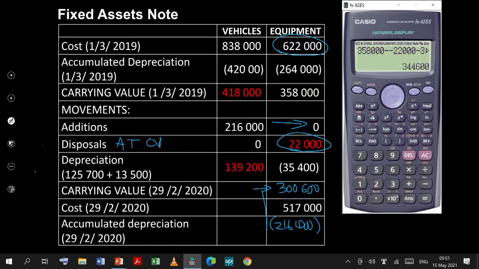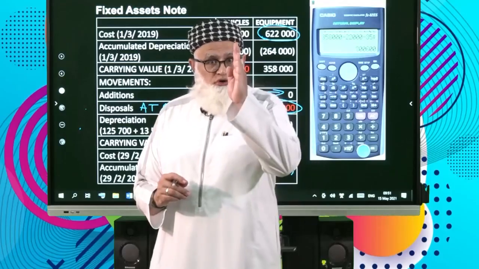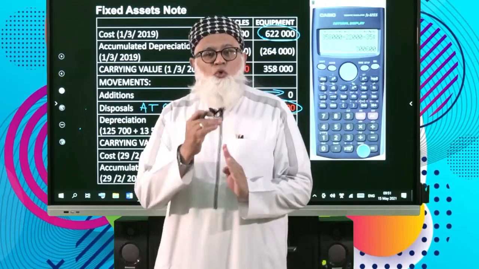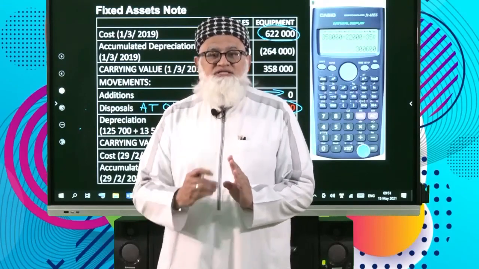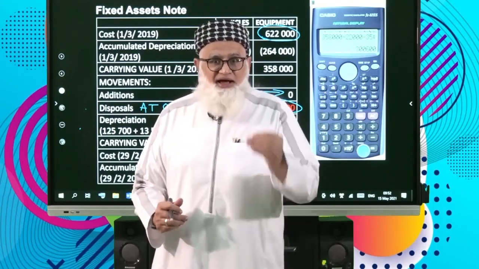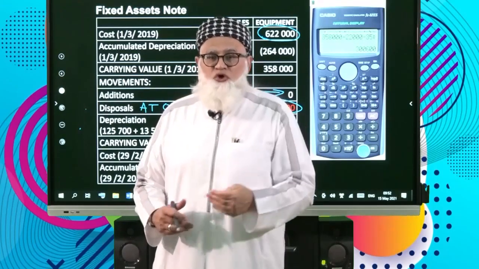There's something we did wrong here. Let's just redo this calculation. 358,000, we said minus the 22,000 minus your 35,400, and that gave you a figure of 300,600. Clearly you can see that in this particular example, your fixed asset note has to work out, and the check is important to verify whether you actually have the correct figures.